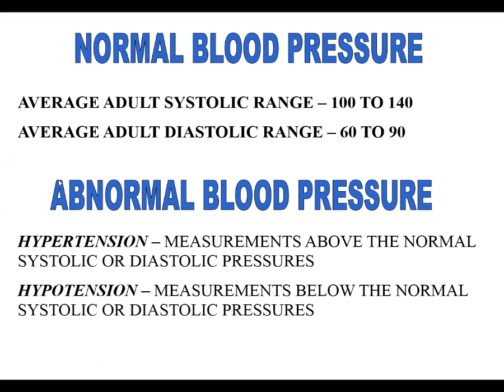So we have a range that are considered normal blood pressures. Be sure that you know those. The average adult systolic, or the contraction pressure for the heart, is between 100 and 140. The average adult diastolic, or the relaxed pressure of the heart, is 60 to 90. Anything greater than 140 systolic, or anything greater than 90 diastolic, is considered hypertension. Anything less than 100/60 is considered hypotension. Hyper means elevated, hypo means below, so it'll be below normal or above normal. Be sure you know what hyper and hypotension are.